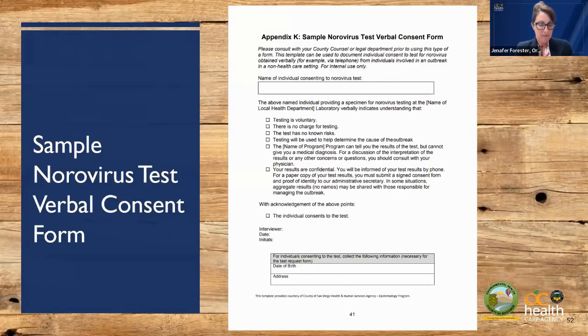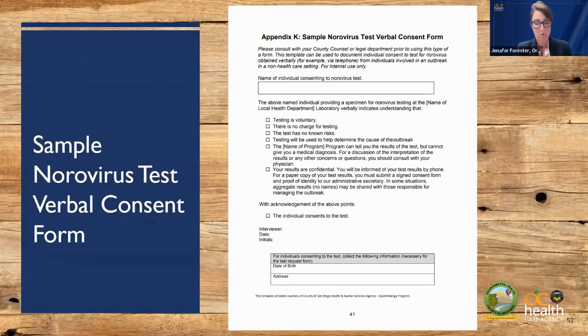The California Department of Public Health Infectious Diseases Branch Toolkit includes a sample norovirus test verbal consent form that can be vetted by the local health jurisdiction's county counsel or legal department prior to use. The template can document individual consent to test for norovirus obtained verbally, via telephone for example, from individuals involved in the outbreak in a non-healthcare setting, such as an organized camp.